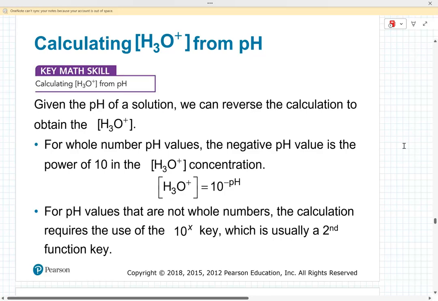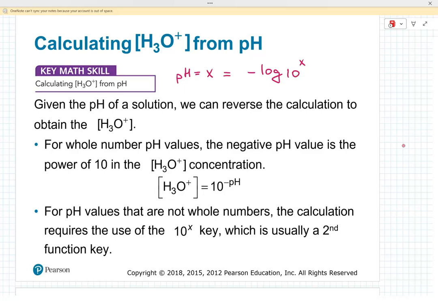Now, obviously, you can calculate pH, and you can also calculate the concentration from pH. Let's say you have a pH of X. How did you get there? You got there because it is the negative logarithm of some concentration to the power of X. Okay? Am I making sense? Yes, of course.